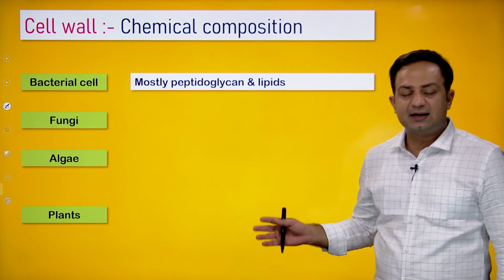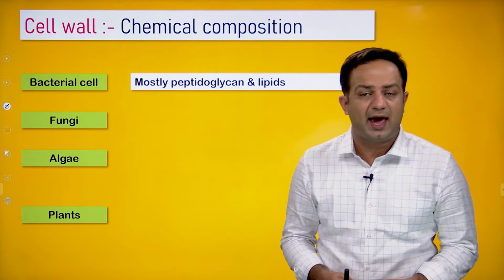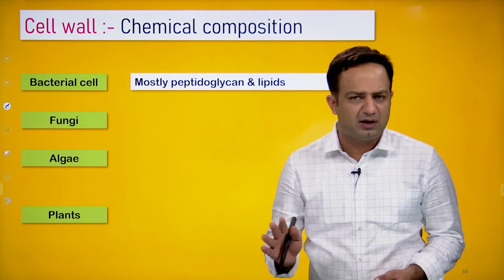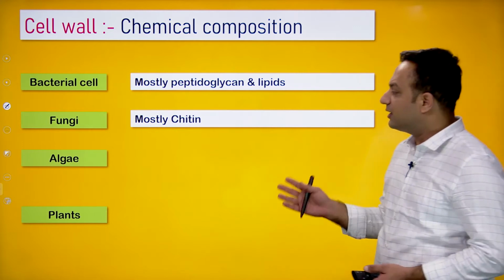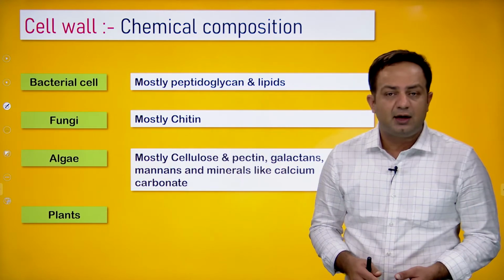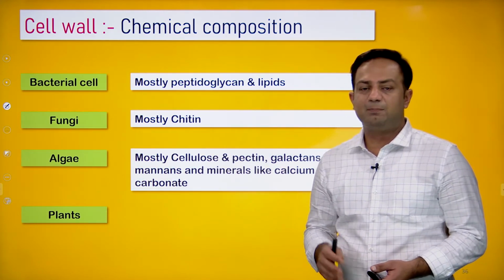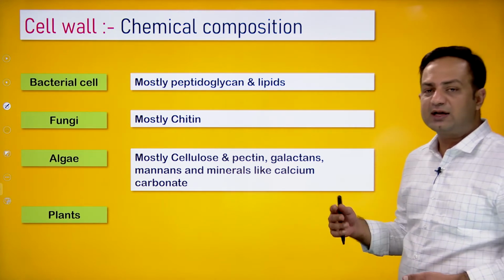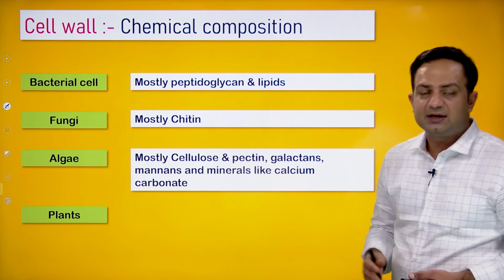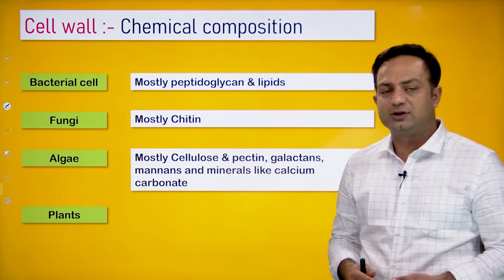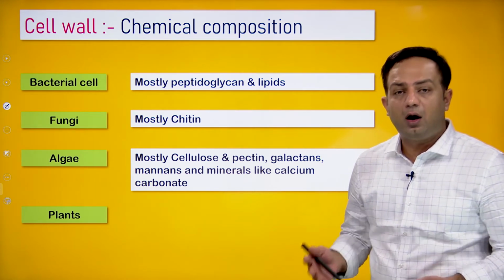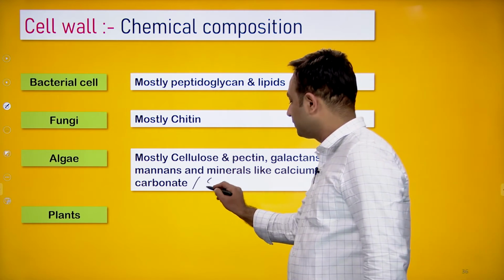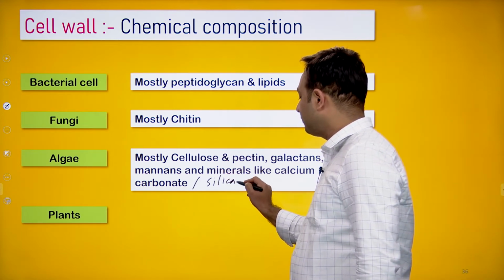In bacteria, the cell wall is made up of peptidoglycan and lipids, in most cases, majorly. Then in fungus, it is mostly made up of chitin. In algae, however, besides cellulose and pectin, other contents can be there, which are galactans, mannans, sometimes mineral compounds like calcium carbonate or silica. Silica can also be there. Where?